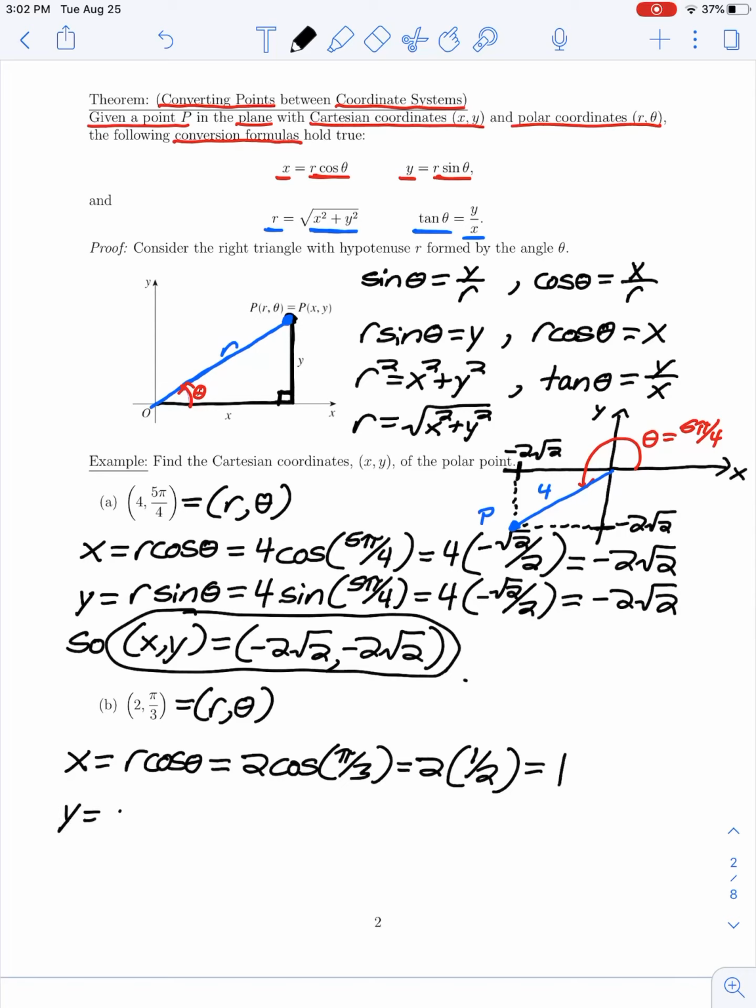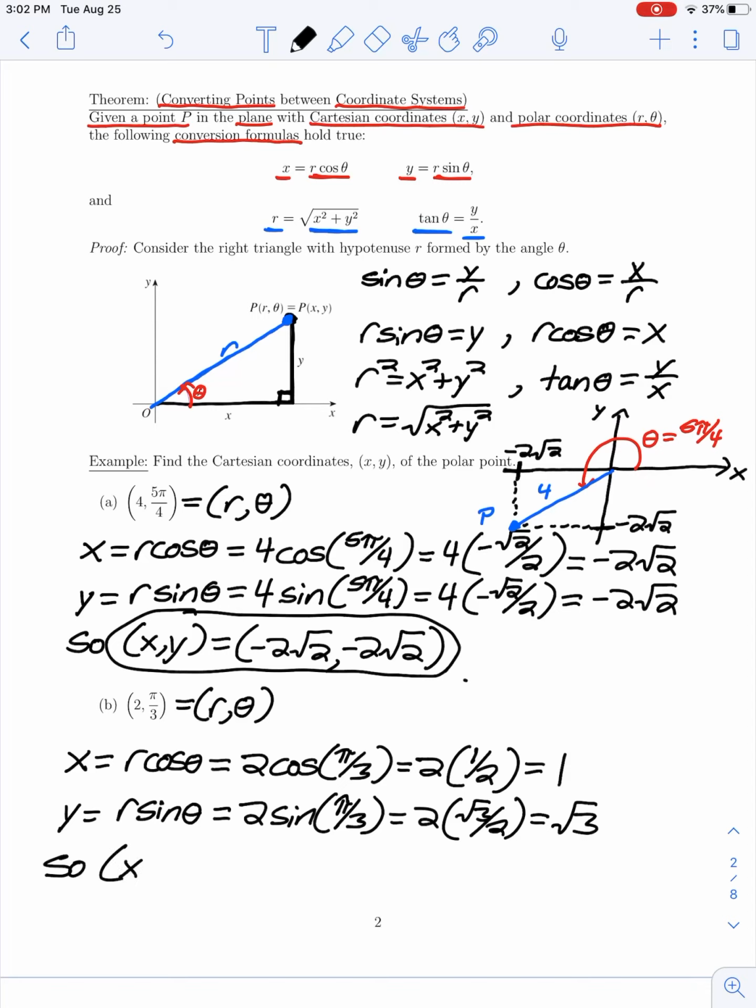And y is defined as r sine theta. So here we would have 2 times sine of pi over 3, which is square root of 3 over 2. So we're left with root 3. So the Cartesian coordinates that we're after, x, y, would be 1 and root 3.